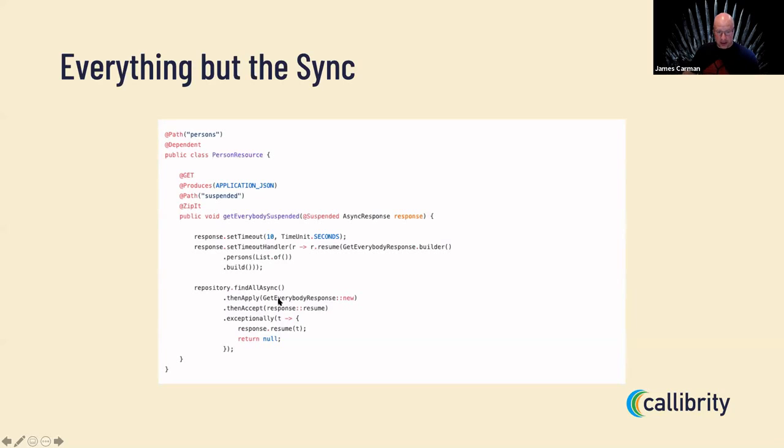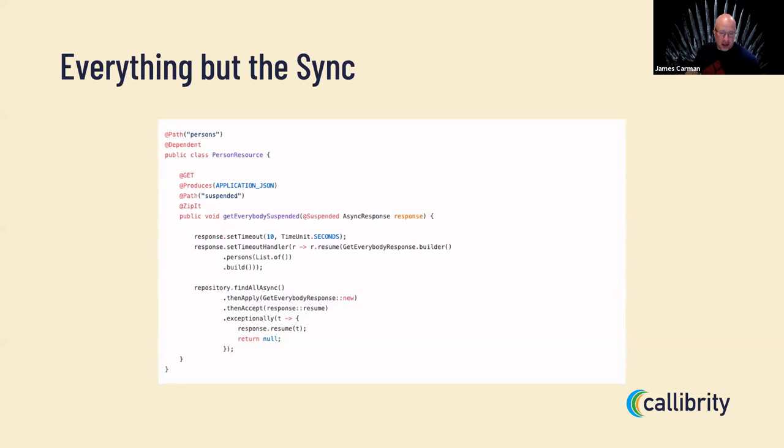Then we're taking the response object itself and we're calling on whatever came out, which is a get everybody response, the .resume method, basically saying, hey, asynchronous response, we're done, we're finished. You go do your thing now, we're done here. And then you can also say exceptionally, when something goes wrong on the response, I'm resuming with an exception. And then those exception mappers would kick in and start to map the response for us.